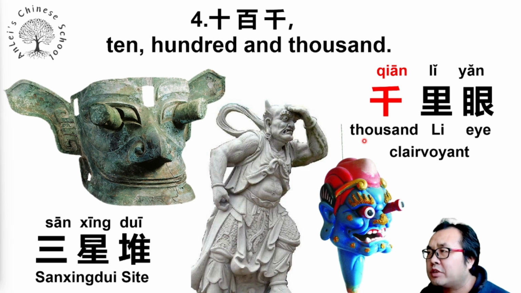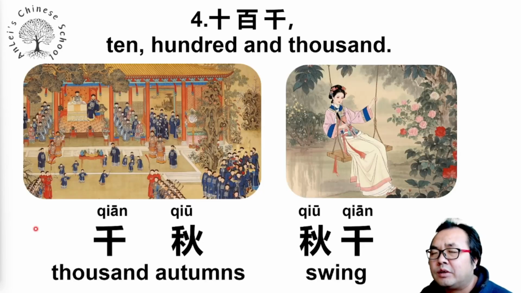In Chinese mythology, there's one character called 千里眼, 1,000 li eye. In Sichuan, there's one site of an ancient civilization called 三星堆, 3-star pile. On the bronze mask, there are vertical eyes. In feudal dynasties, the emperor's birthday is called 千秋, 1,000 autumns. If you switch these two characters, 秋千, that means the swing.